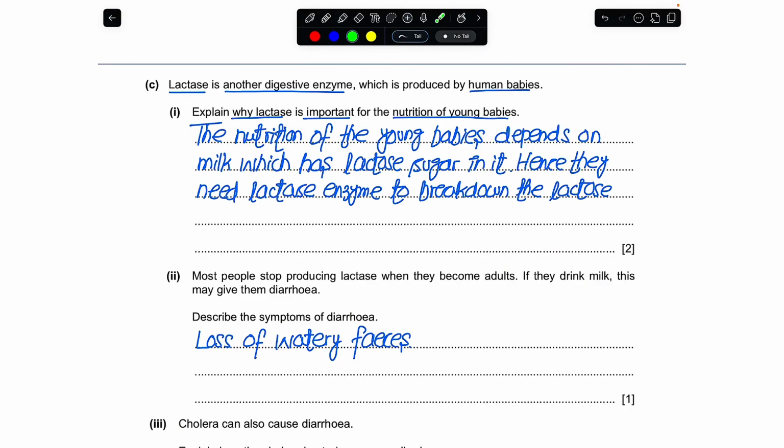So what we would tell our examiner is that young babies' nutrition is entirely based on milk, and that milk has this lactose sugar in it, which has to be broken down to glucose and galactose. That is why they need this lactase enzyme, so they can bring about the breakdown of the lactose present within the milk.